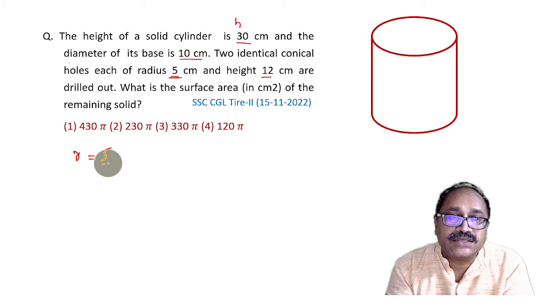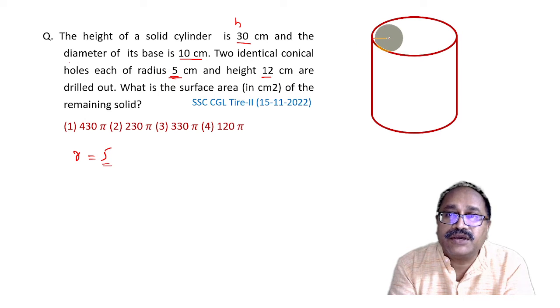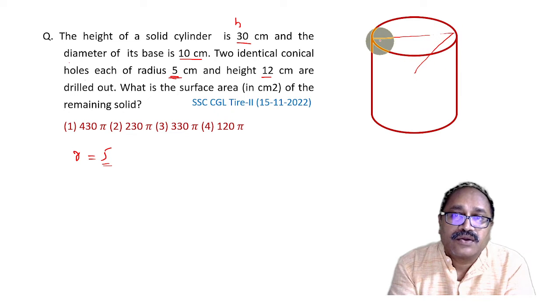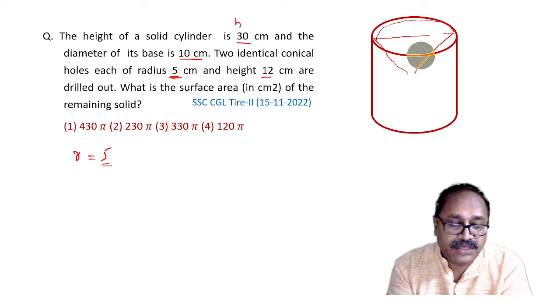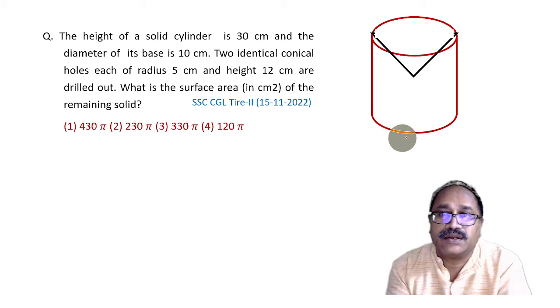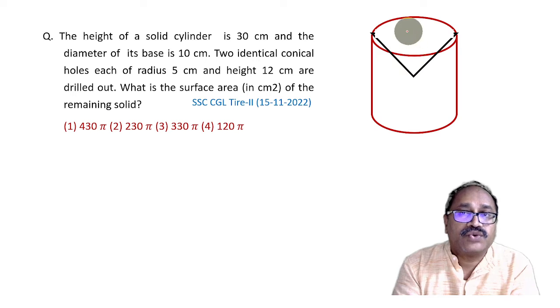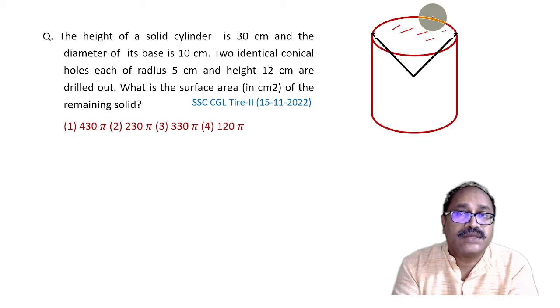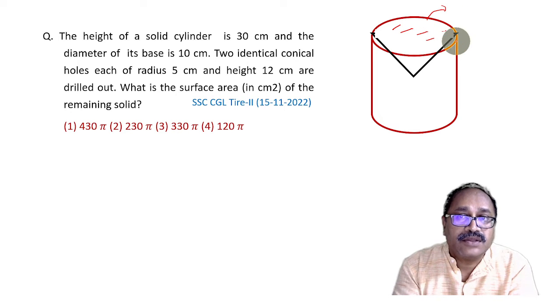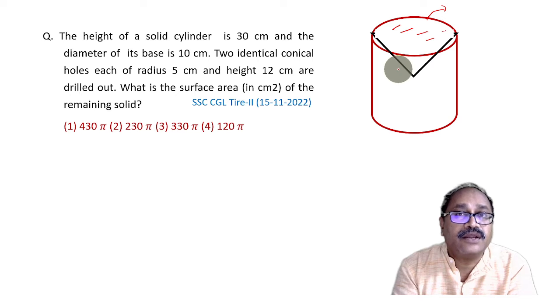The cylinder radius is 5, then this radius is also 5. That means both the diameters will remain the same. So you are drilling one cone over here. That means I can show you over here with a diagram a cone. So what happens? There is no more area on the top, the circle area. You don't have this area because you cut the cone inside it. Then you will have the area of the cone.